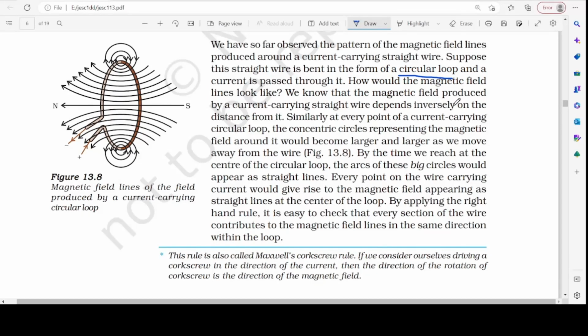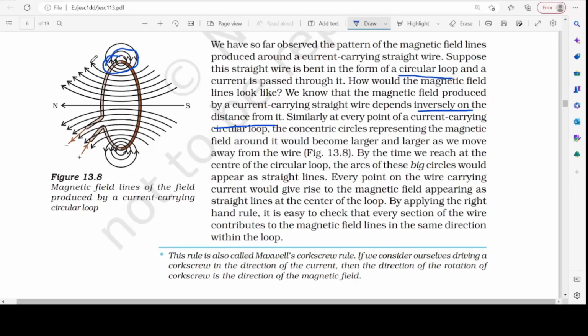We know that magnetic field produced by a current carrying straight wire depends inversely on the distance from it. I have already taught you this. So similarly, at every point in the current carrying circular loop, the concentric circles will become larger and larger. See, near the circular loop over here, at this point, magnetic field is in the form of concentric circles as it was in a straight current carrying conductor.